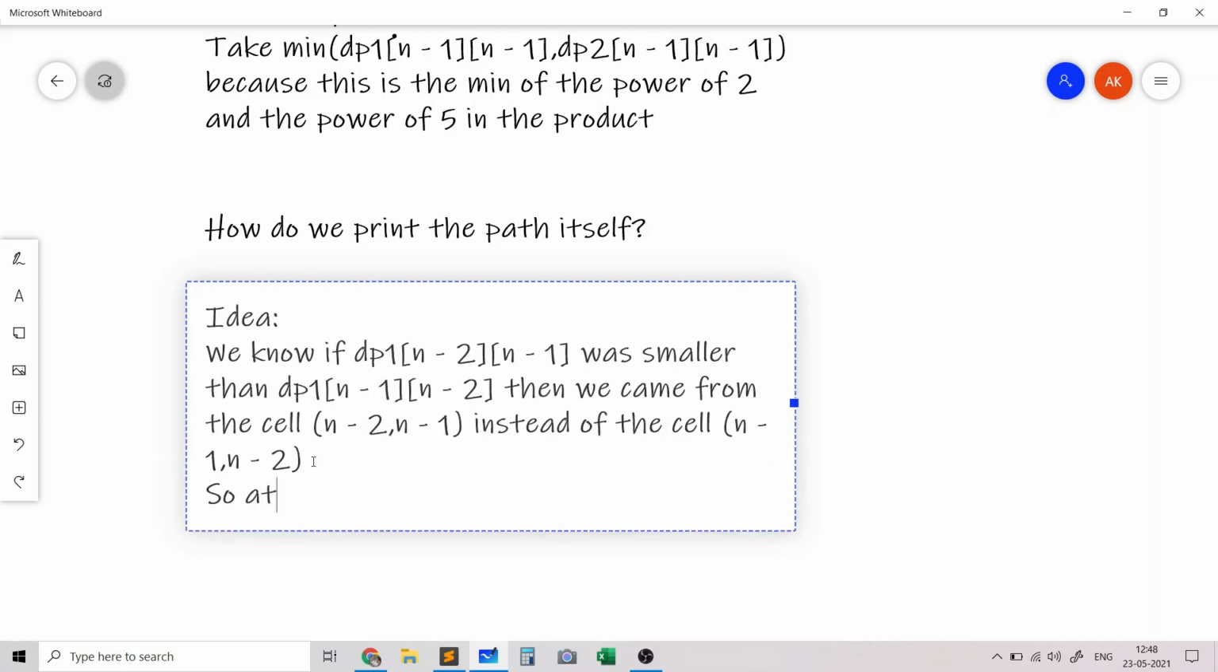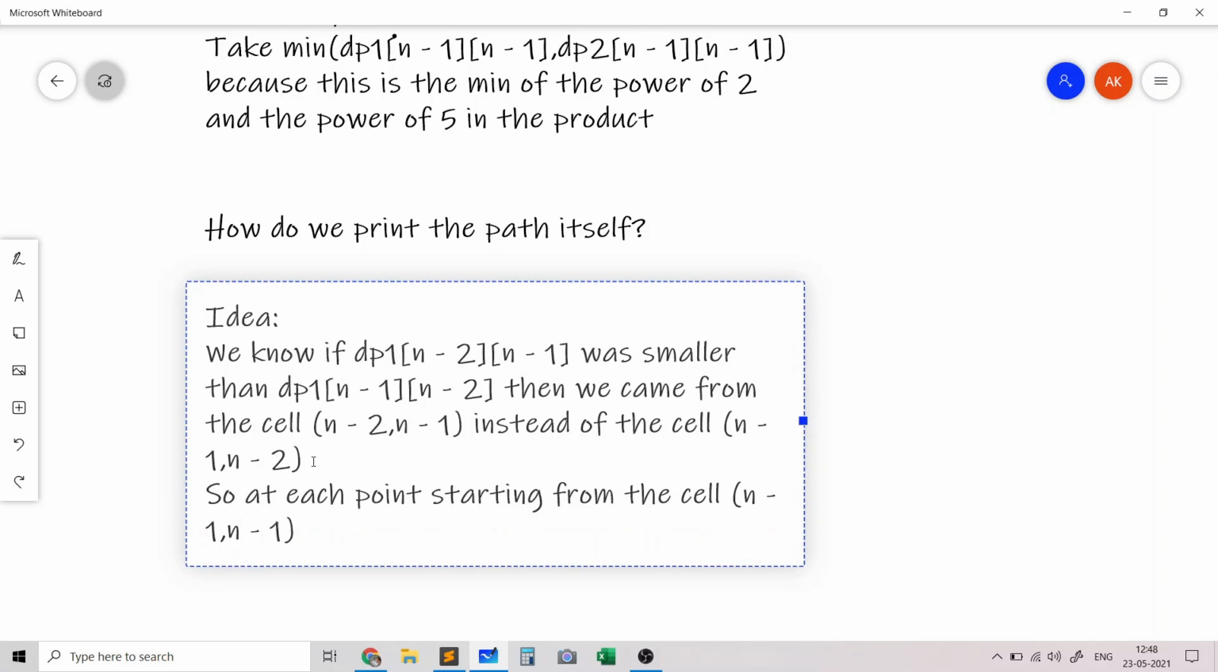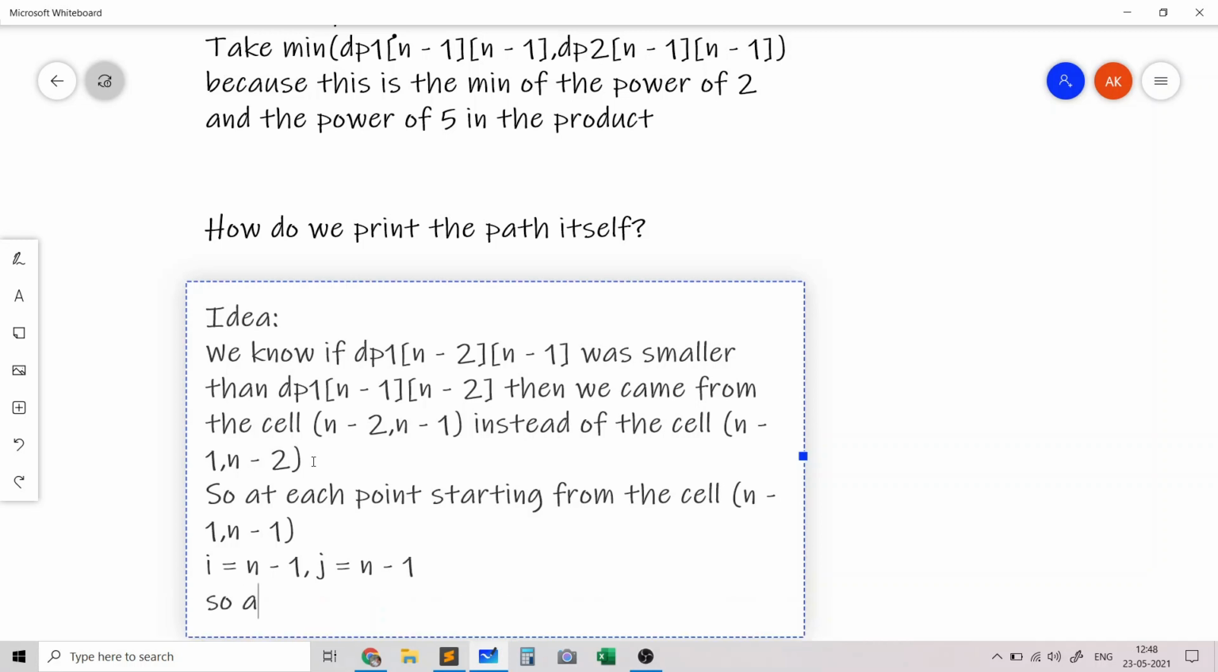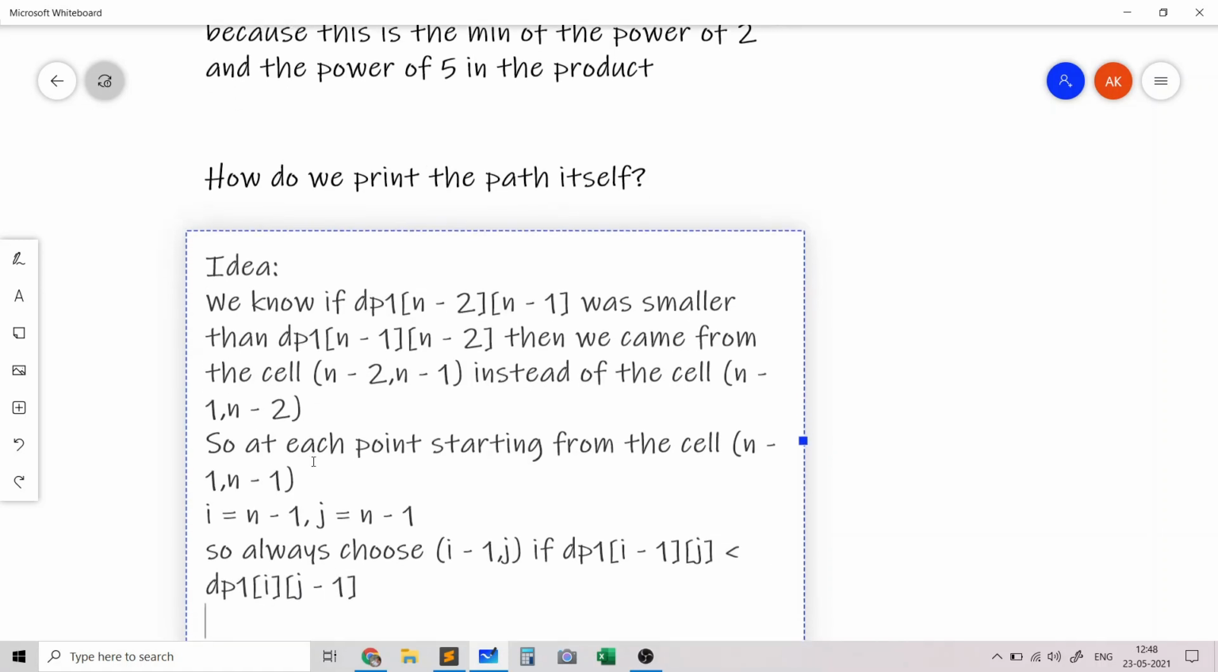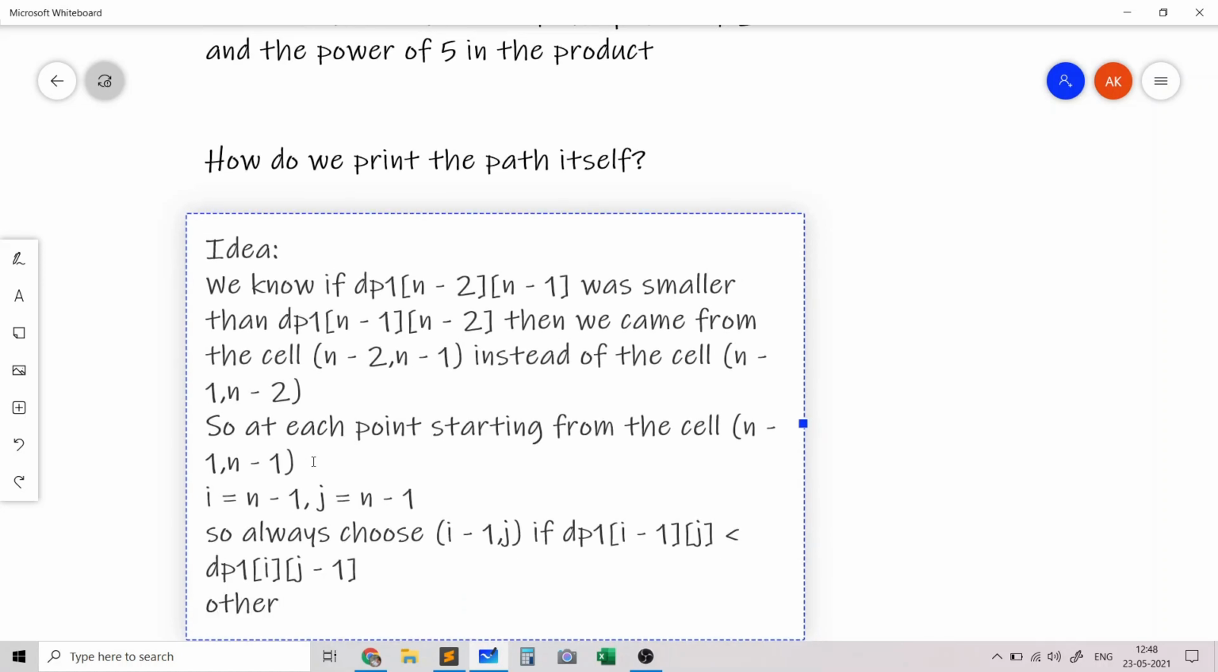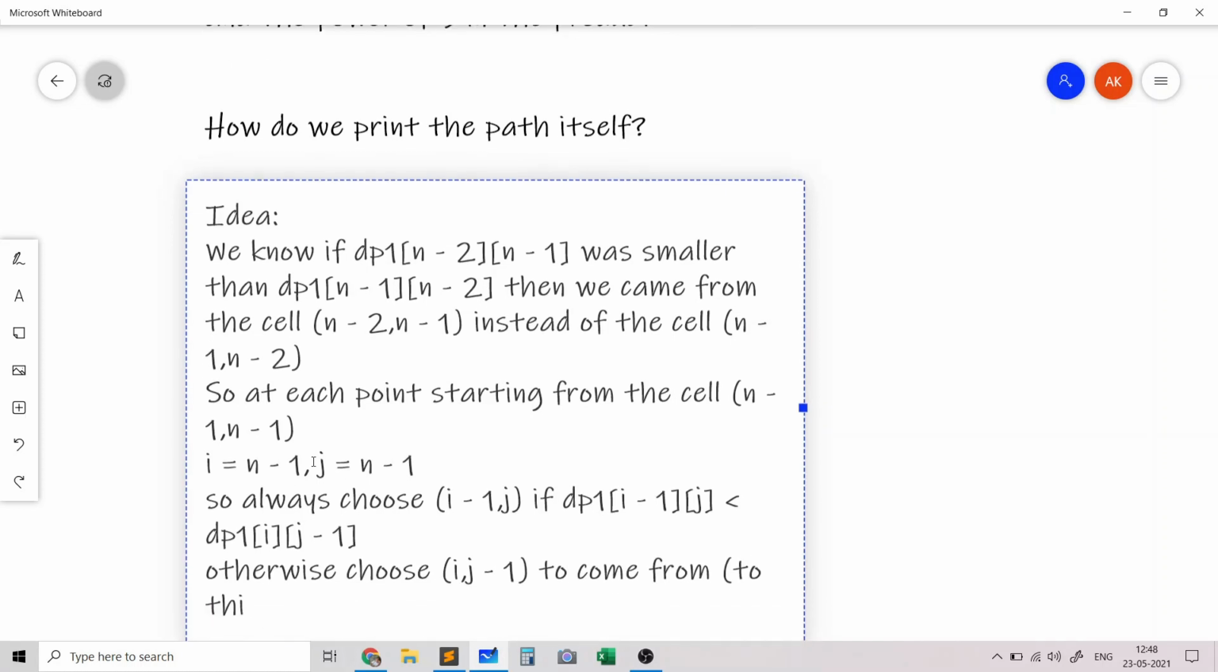So at each point, starting from the cell n-1, n-1, choose, so let's say i is n-1 and j is n-2. So always choose i-1, j if dp1 of i-1, j is less than dp1 of i, j-1. Otherwise, choose the cell i, j-1 to come from to this cell.